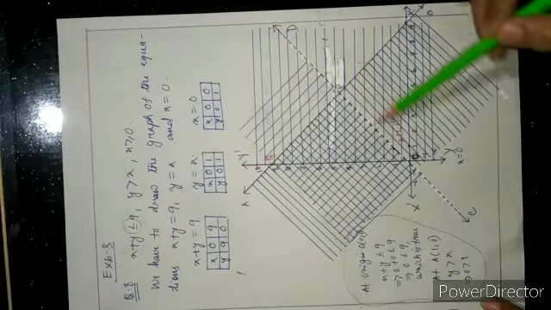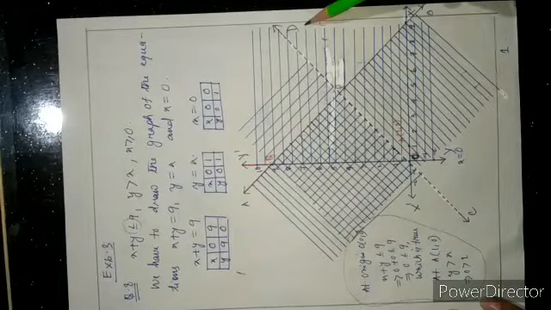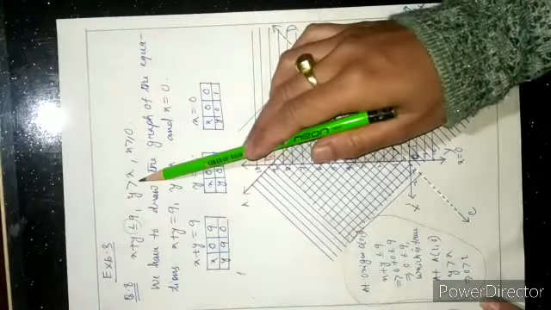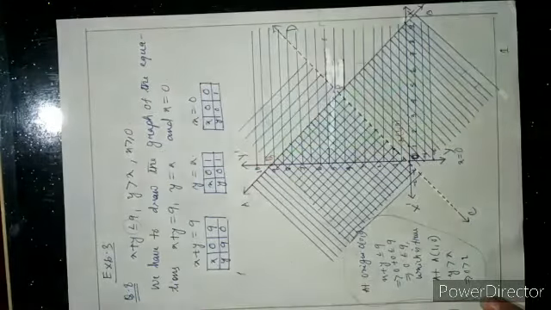By joining these two points, we get a dotted line CD. Since the given inequality is strict inequality, the equal to sign is not included.